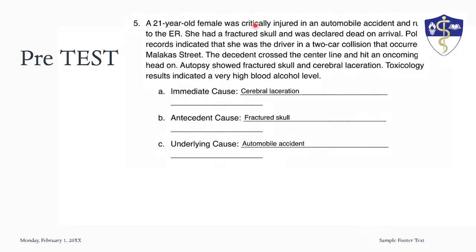21-year-old female critically injured in an automobile accident. Okay, this is it. Rushed to the ER. You see the passenger. So, passenger in the automobile accident. So, you're going to tell a story in the underlying cause. That's on the previous module. We already placed that there. That you're going to do, oh no, am I in the way? Okay, I'm not in any way.